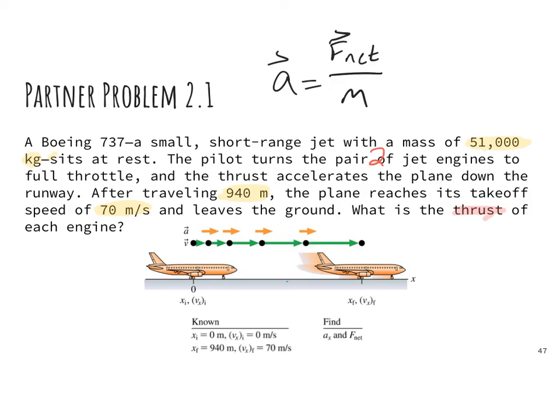I do have a little summary of that right at the bottom here. I have your known variables, your xi, your xf, or delta x, vi and vf, and my goal is to find a, the acceleration in the x direction, and the net force. Just a little hint: because it's a pair of jet engines, I'm going to take the net force that I solved for and divide that by 2, and that'll be the thrust of each engine. So take a look at that problem, see if you can set it up and solve it, and we'll take a look at it during class. And that will actually conclude this section for us.